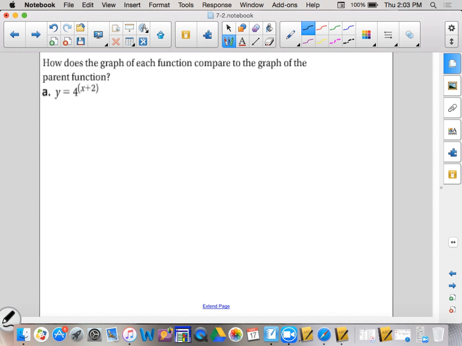y equals 4 raised to the x plus 2. What's my parent function? y equals 4 raised to the x. So what am I going to do to my parent function to achieve this graph? Left 2. Why am I going left? Because it's a positive 2, so I'm going to go left. It's the opposite of what you would think.